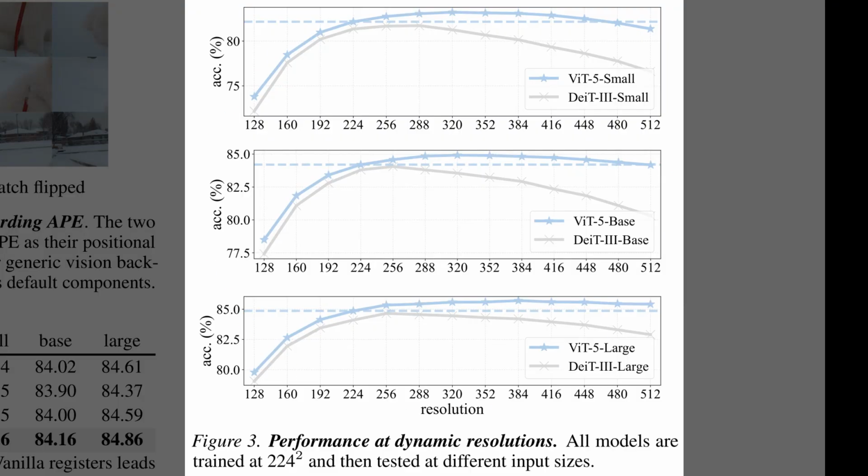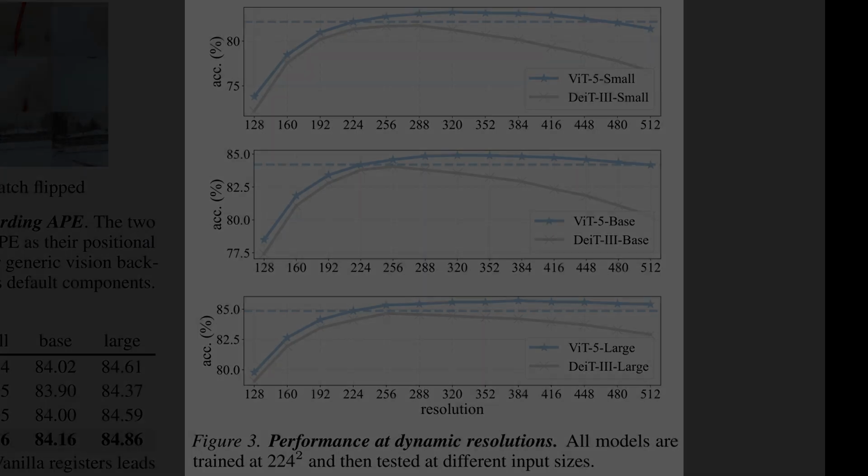So, Figure 3 demonstrates the practical payoff of this design, specifically for handling dynamic resolutions. The charts track validation accuracy for small, base, and large models, which were all trained at 224 but tested across a wide spectrum of sizes. Notice the gray curve for DeiT3. It relies strictly on absolute embeddings, and its performance crashes as soon as the resolution scales up. In contrast, the blue line shows that ViT-5 maintains high accuracy even at much larger input sizes, confirming that the mixed positional encoding is far more robust.